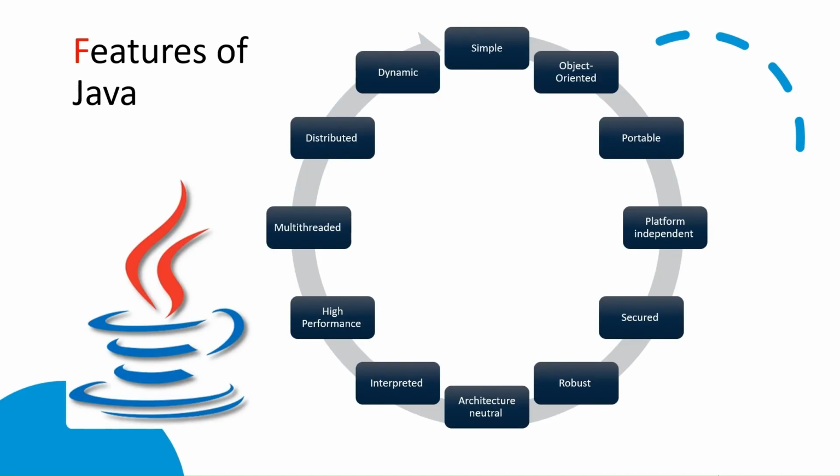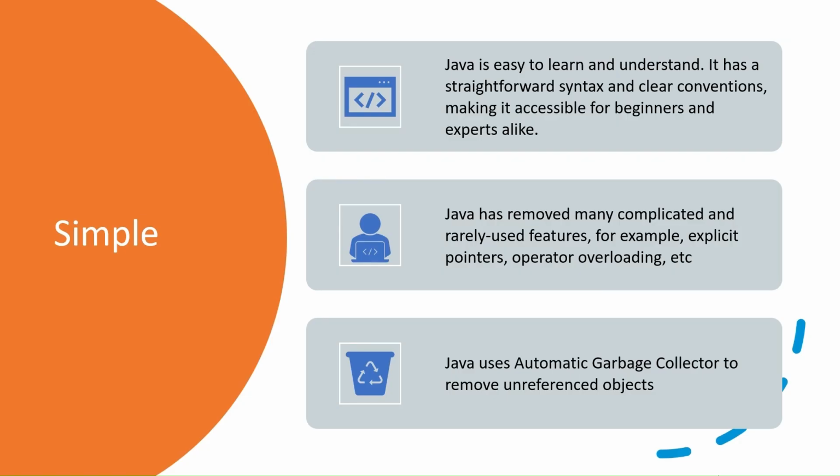Now let us discuss the different features of Java. Java is simple, object-oriented, portable, platform-independent, secured, robust, architecture-neutral, interpreted, high-performance, multi-threaded, distributed, and dynamic. Java is simple and easy to learn and understand. It has a straightforward syntax and clear conventions, making it accessible for beginners and experts alike. It has removed many complicated and rarely used features, for example, explicit pointers, operator overloading, etc. Java uses an automatic garbage collector to remove unreferenced objects.